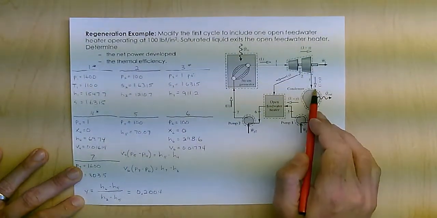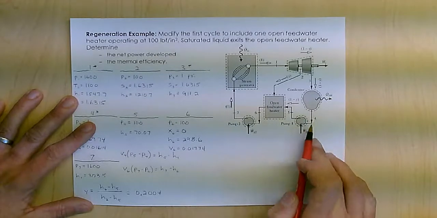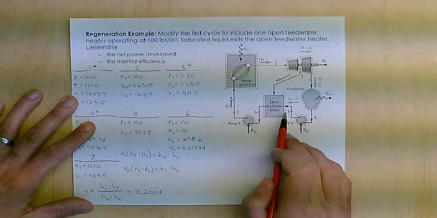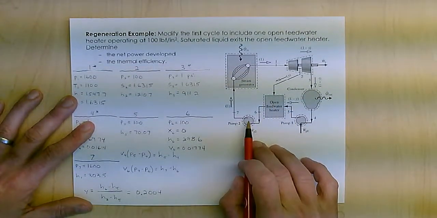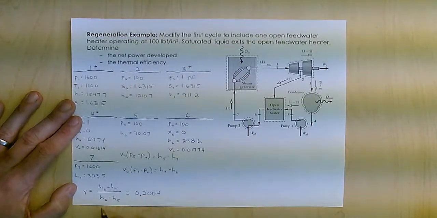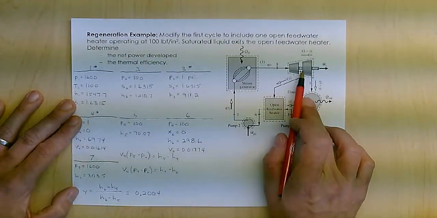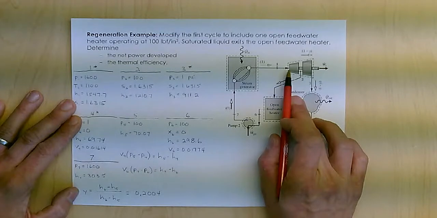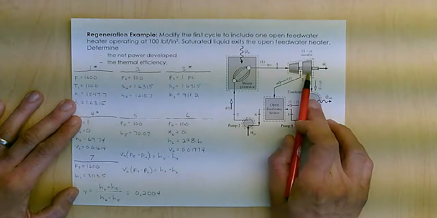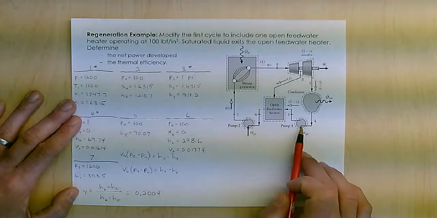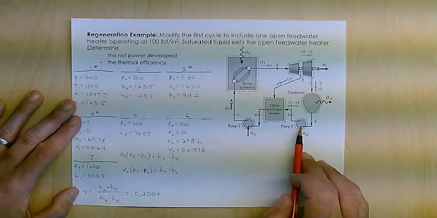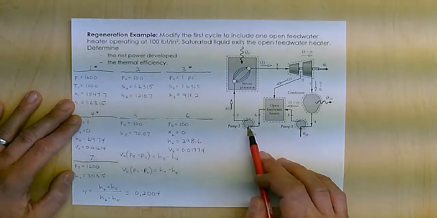Meaning 80% of that mass flow continues on at state 3 into the condenser, and then 20% and 80% come in here, and then 100% comes out as far as the mass flow goes. I need that because, again, the turbine, 100% of it goes through here, 80% of it goes through here. Then I actually have two pumps. 80% is going through this pump, and 100% is going through this pump.